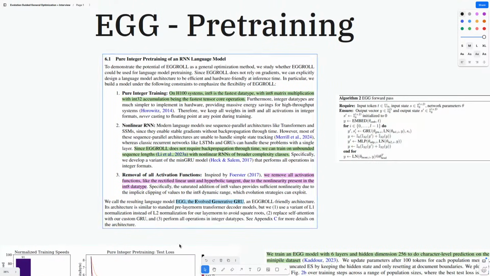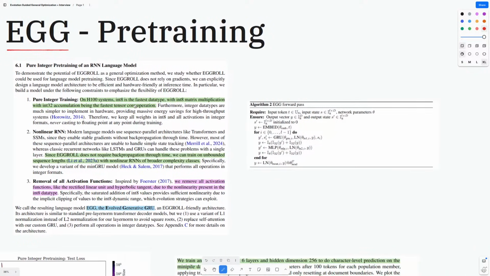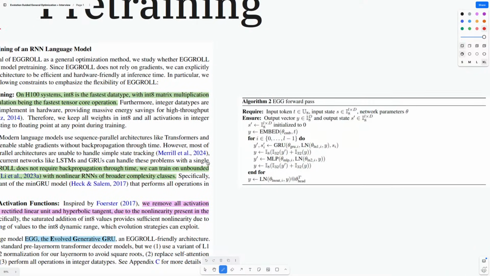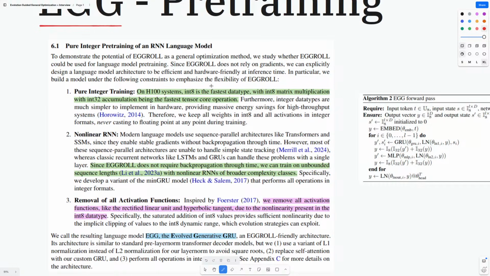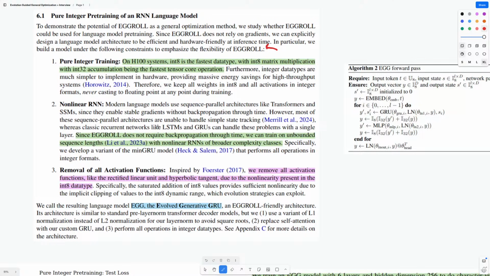Okay, so the first pre-training experiment that they wanted to do, they made a model called Egg, right? And it looked like this. It has a very particular shape. Basically, it's an Int8 data type model, so there's no float, right? It's all integer, and they made it so that it fit Eggroll. So all integer, it's a nonlinear RNN, right? It's not like the normal transformer type of stuff.